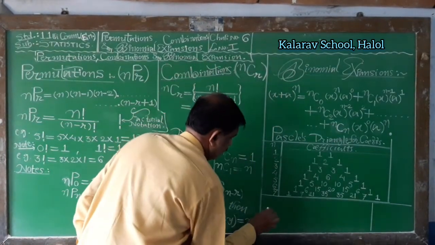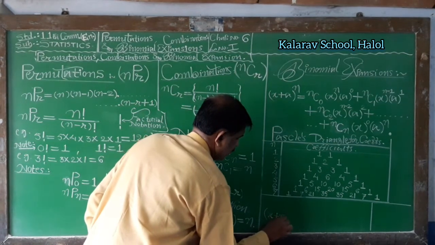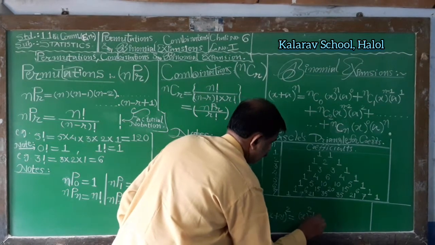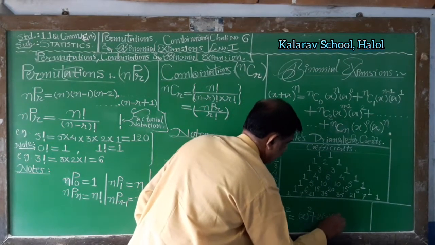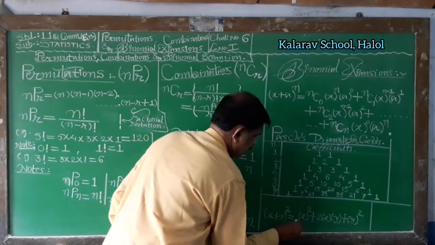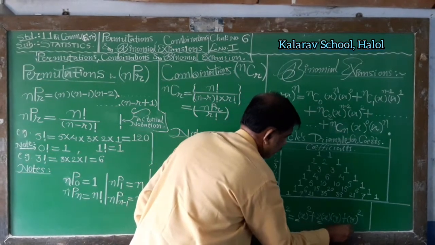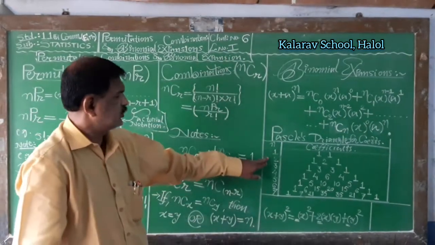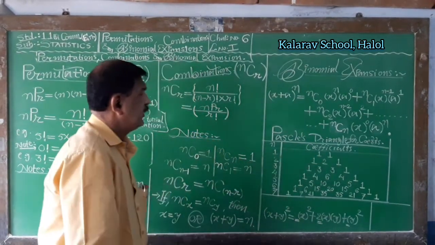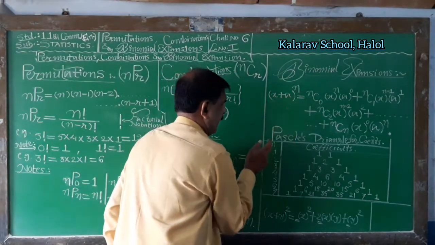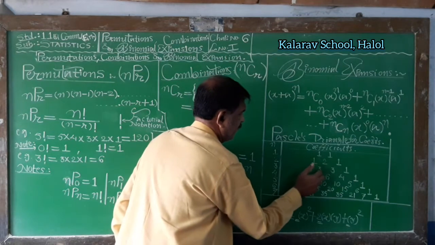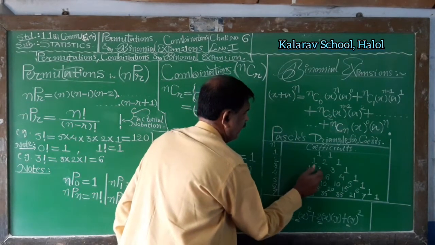In the same way, see, (x+y) raised to 2 means x squared plus 2xy plus y squared, which means here 1, here 2, here 1. How do we get 2? 1 plus 1 equals 2. If power n equals 3, then 1, 1 plus 2 is 3, 2 plus 1 is 3, 1. So 1, 3, 3, 1.